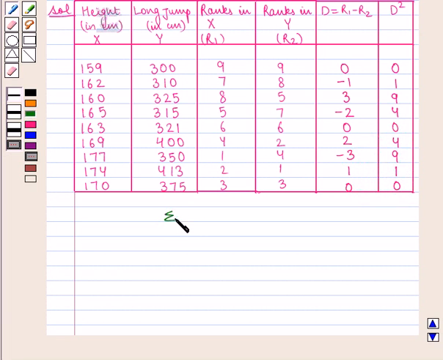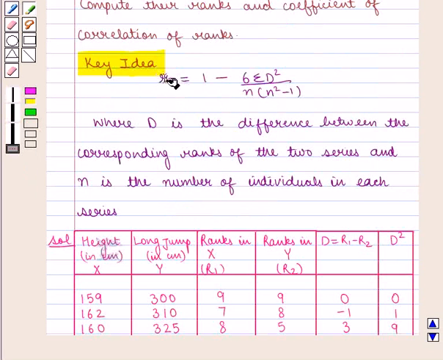Also we have summation of d square, that is sum of all the elements in d square, is given by 28, and we know that rank correlation coefficient R is equal to 1 minus 6 into summation d square upon n into n square minus 1, where d is the difference between the corresponding ranks of the two series and n is the number of individuals in each series.